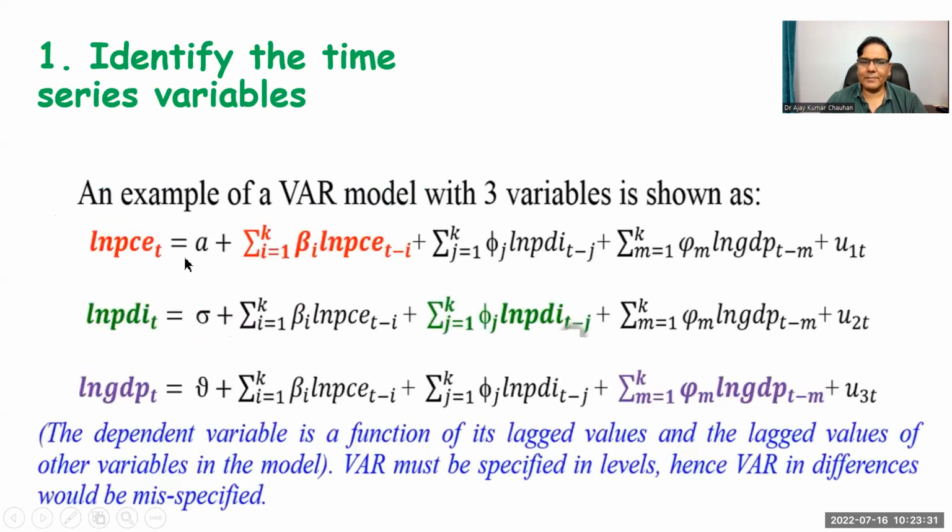In the first step, the equations are represented like this. This is just an example that 3 variables can be written, because when you write the model in the paper, you have to write like this. T minus i means i lag of PCE, j lag of PDI, m lag of GDP, like that.